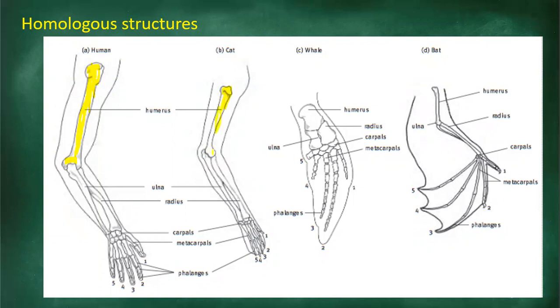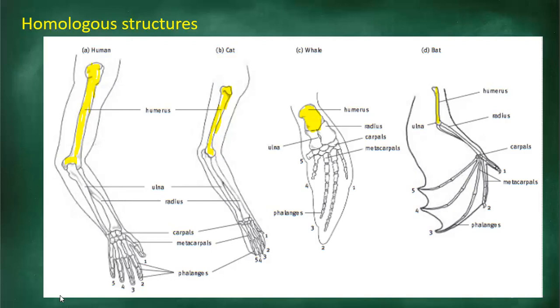This here, the humerus in whales, it's like this, but you see it's a similar structure. Similar, not 100% the same, just similar. Then this one for the bat over here. Just these two, we can look at that.